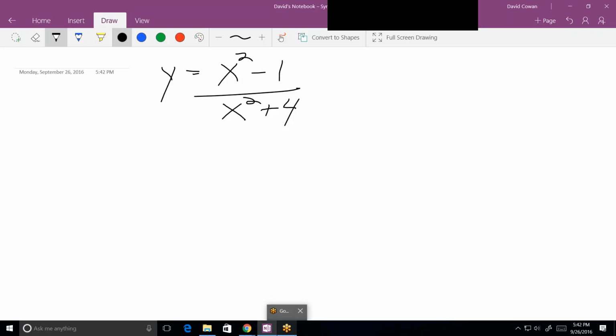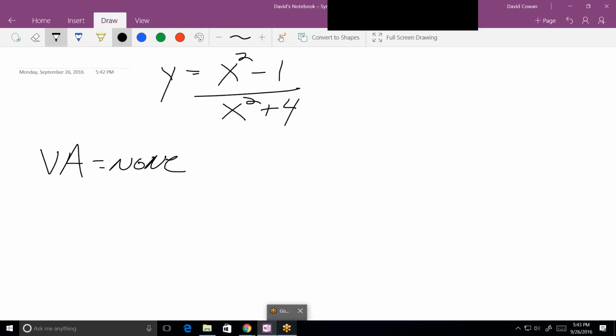Vertical asymptote, are there any? Wouldn't it just be 1? No. Remember, you get a vertical asymptote when the denominator is 0. Can this denominator ever be 0? No. You've got x squared, which is always positive, and you're adding 4 to it. So it's 2 positives, so it can never be 0, which means there's no vertical asymptote. None.